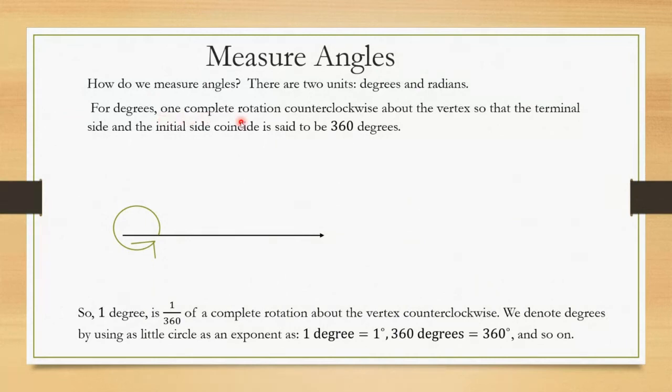For degrees, here's the way to think of it. I don't think this is the formal definition, but here's the way to think of it. If you imagine rotating a ray, forming an angle, imagine rotating completely, okay? A complete rotation counterclockwise about the vertex, so that the terminal side and the initial side coincide with each other.